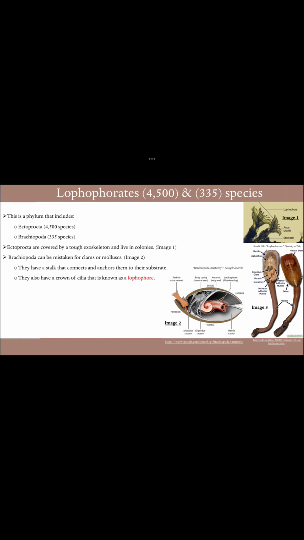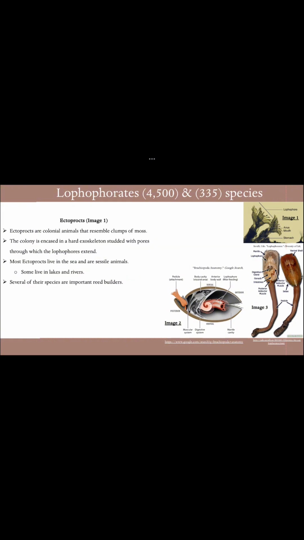Ectoprocta are covered by a tough exoskeleton and live in colonies. Brachiopoda can be mistaken for clams or mollusks, but they have a stalk that connects and anchors them to their substrate. They also have a crown of cilia known as a lophophore. Ectoprocts are colonial animals that resemble clumps of moss. The colony is encased in a hard exoskeleton studded with pores through which the lophophores extend.